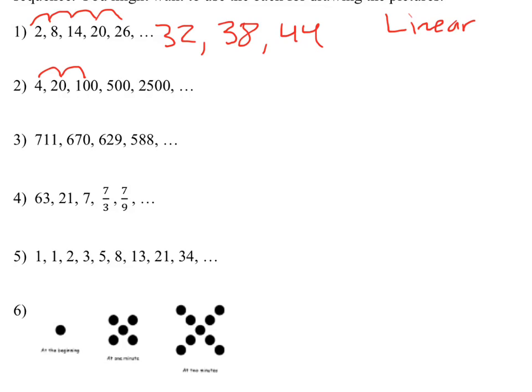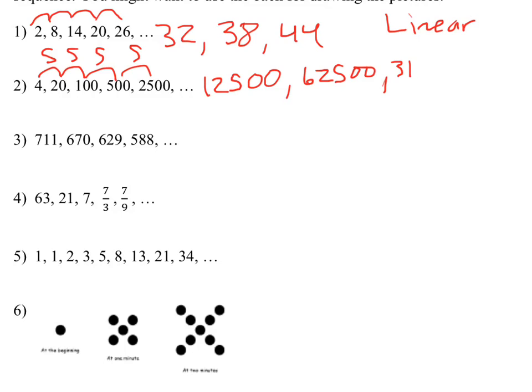And the next pattern here is timesing by 5, times by 5, times by 5, times by 5. So if you times by 5 again, you get 125 with 2 zeros on the end. If you times by 5 again, you get 625 with 2 zeros on the end. If you times by 5 again, you're going to get 3125 with 2 zeros on the end. And multiplying by the same number every time gives you an exponential pattern.